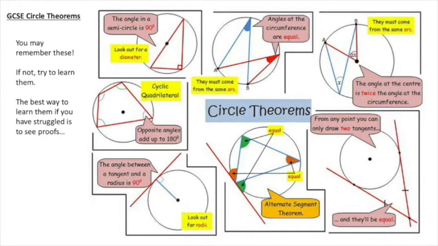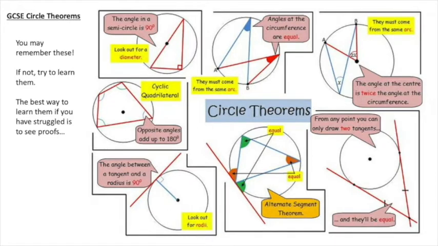In a cyclic quadrilateral, so this is now the left hand side in the middle, a cyclic quadrilateral is just any four-sided shape where all the vertices are on a circle. Then we have that the opposite angles add up to 180. Moving now to the bottom left, the angle between a tangent and a radius is always 90 degrees.